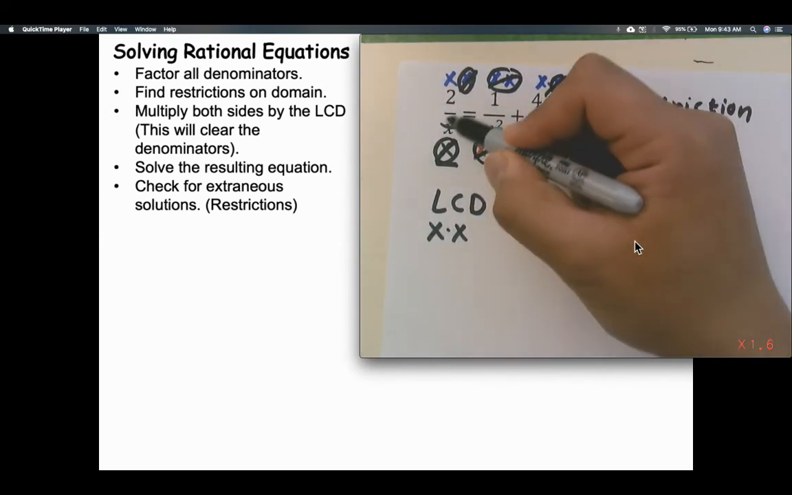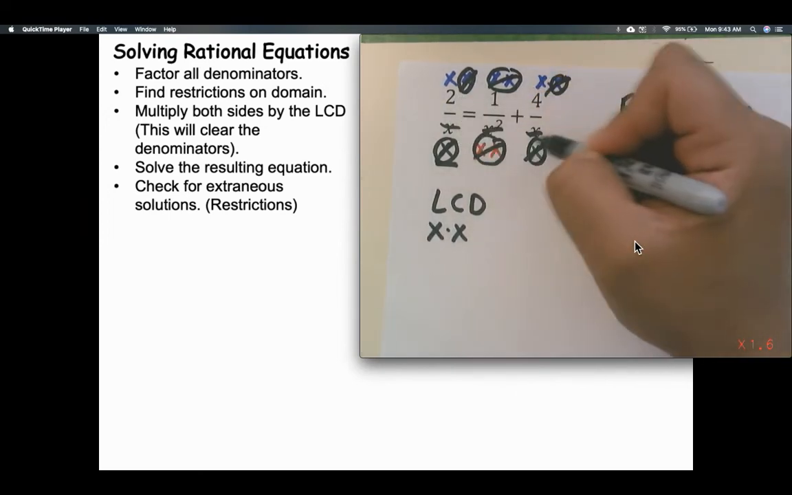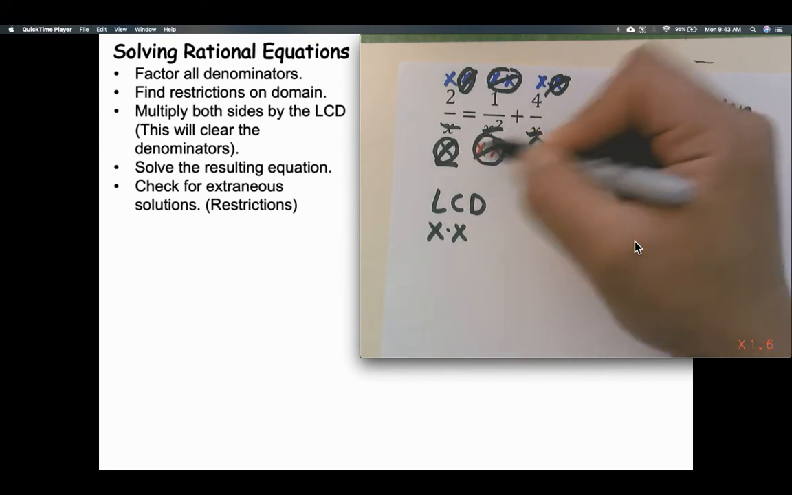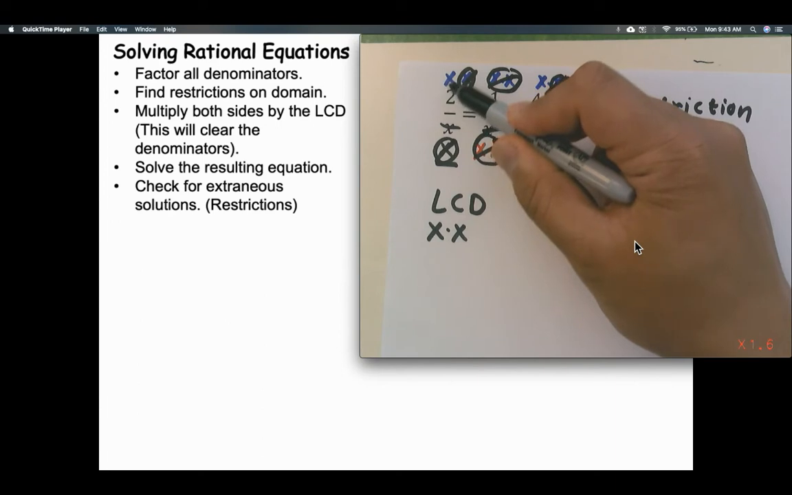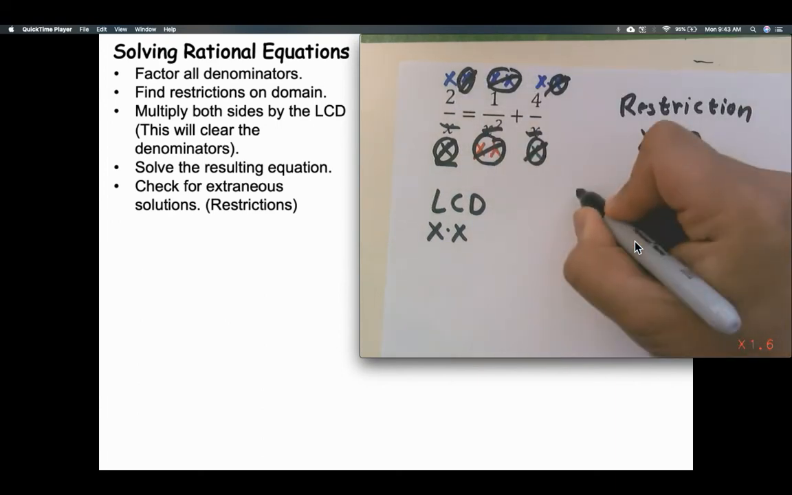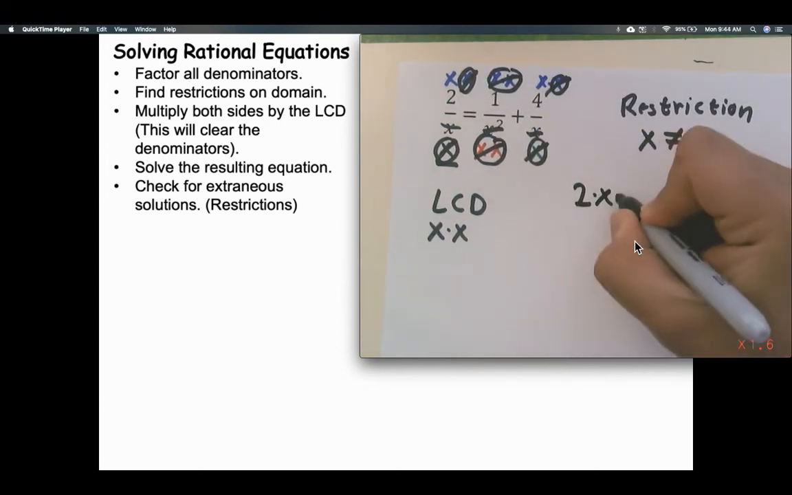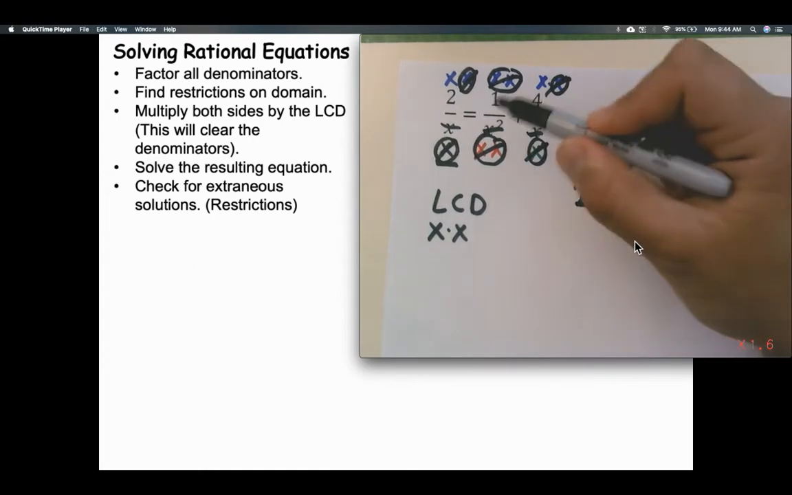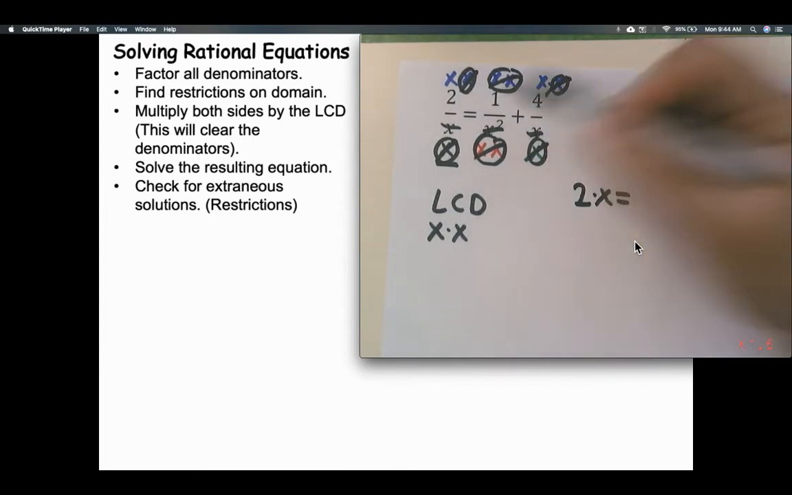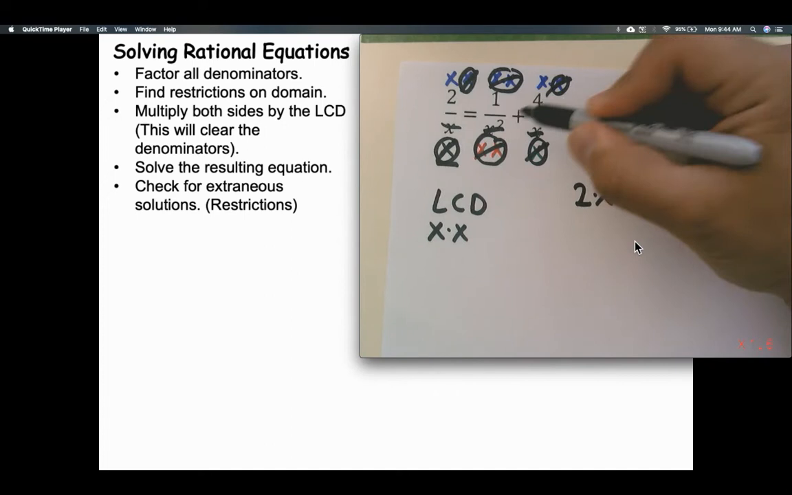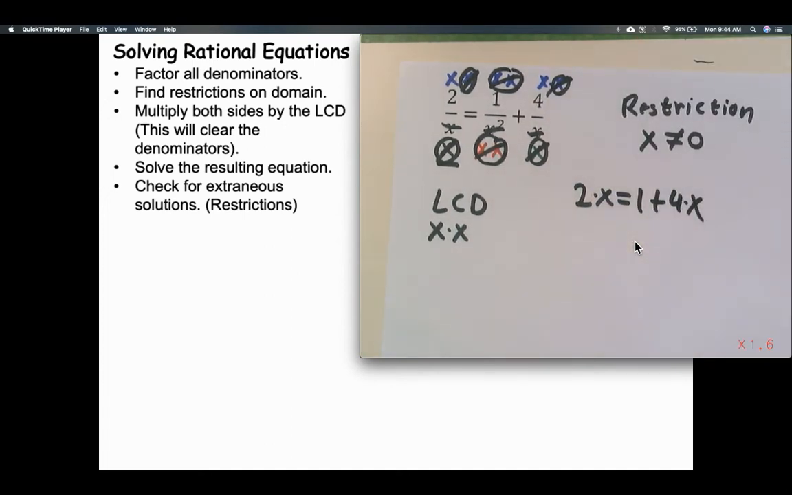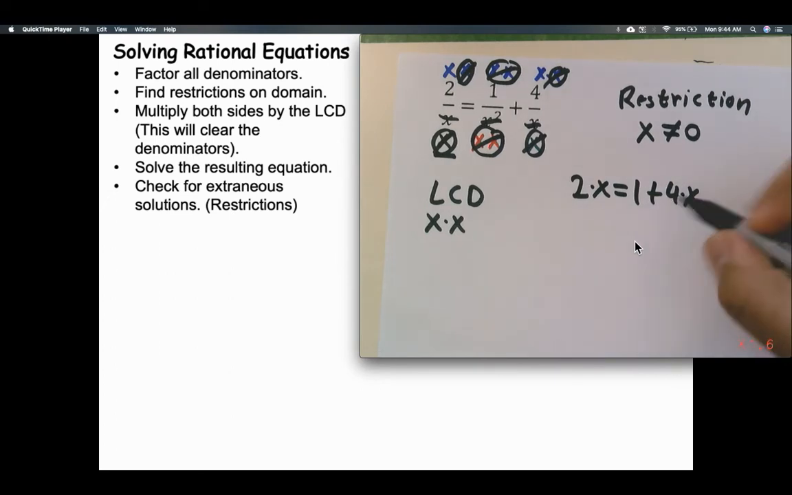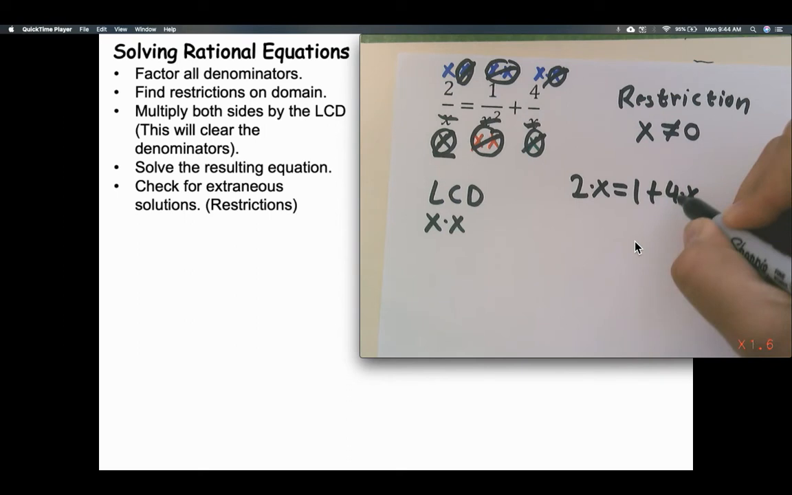Now I'm going to look at my leftovers. My denominators all got crossed off, so those are gone. My new equation that I will be solving is going to be just my numerator part. So that says 2 times x. So I have a 2 times an x equals, and then this is gone, so I just have a 1, and then plus 4 times x. All right. And now I just solve this. So it's 2x equals 1 plus 4x.